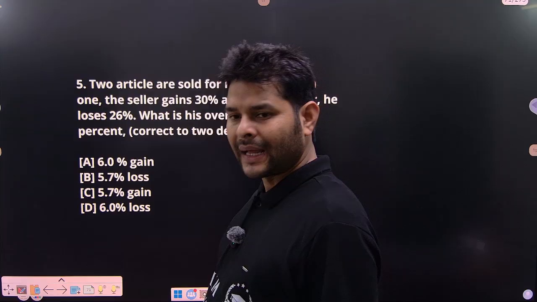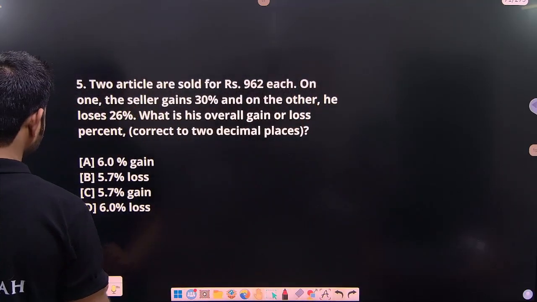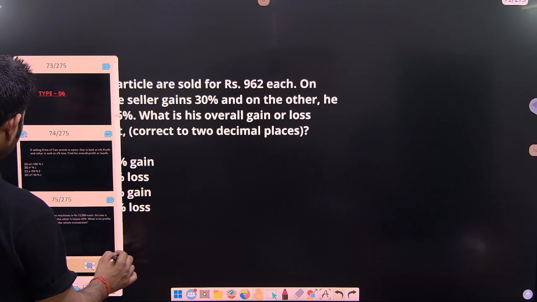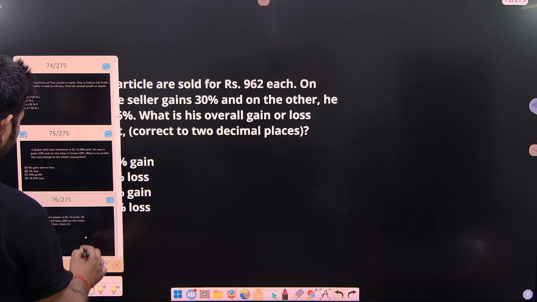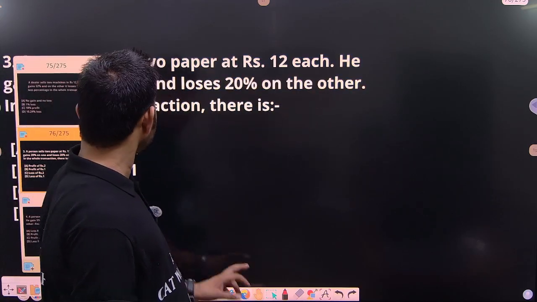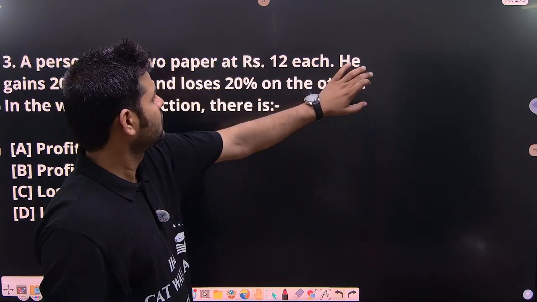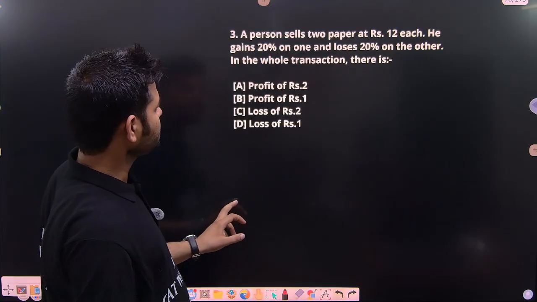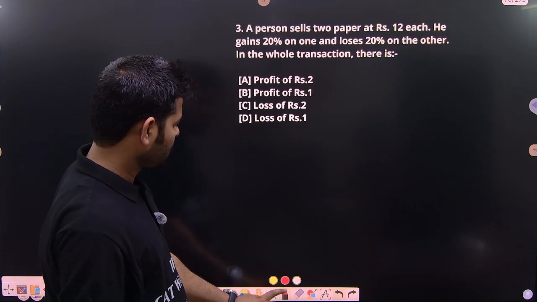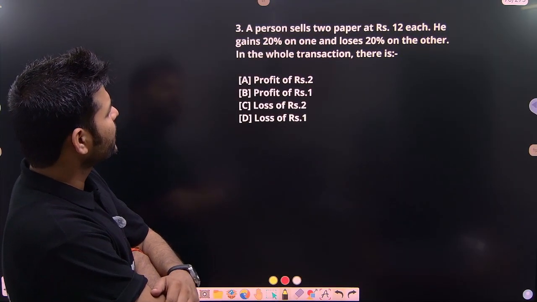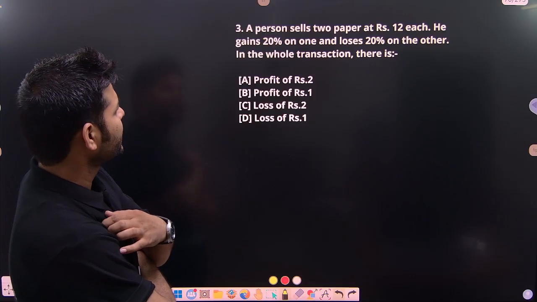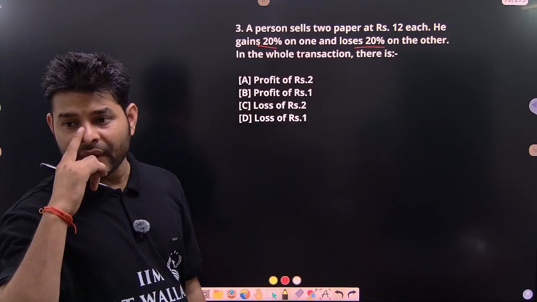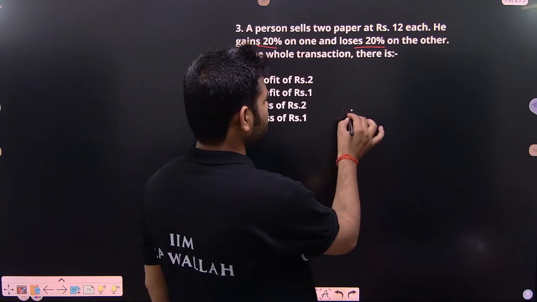In type 6, we need to move on to type 6. Type 6, your doubt is question number 3, 4, 5, 6. So question 3 is this. A person sells two papers at rupees 12 each. He gained 20%, 20% loss. We have taken the formula x square upon 100.